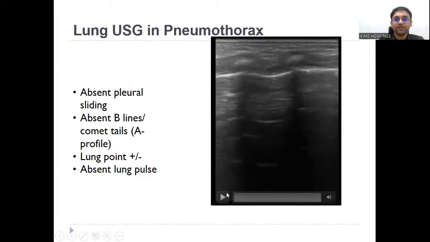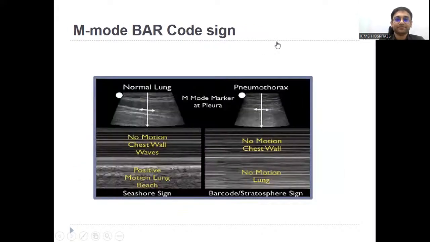And this part, where we know that one side is lung sliding and the other is not sliding. This is the area of the lung point, called the characteristic of the pneumothorax. If you put M-mode on a normal lung, you can see a seashore sign. In the case of a pneumothorax, we can have a barcode sign because there is no air movement. We can have this barcode sign of stratosphere.